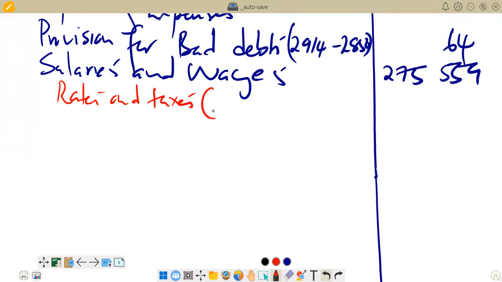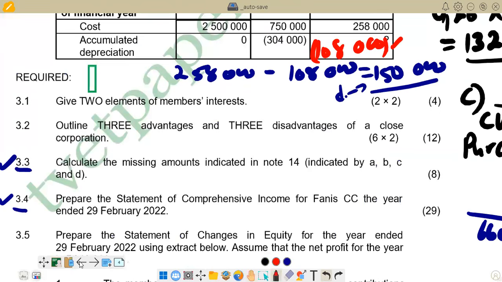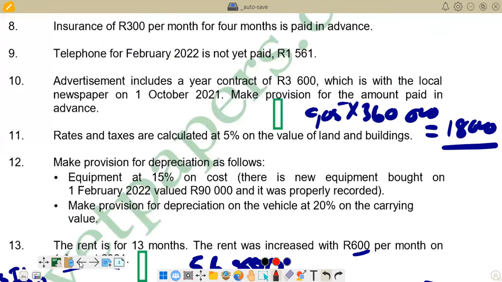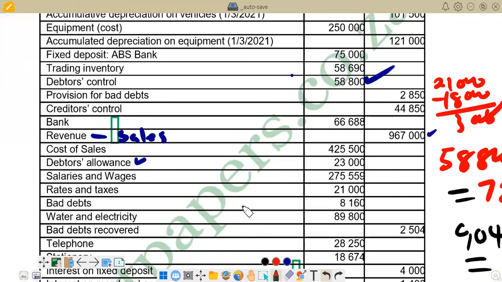We are saying 21,000 minus 3,000. Then we put the correct amount, which is 18,000. Right, we go back again to check what we have after that one. We were on written taxes. Now we are on bad debts, 8,160.